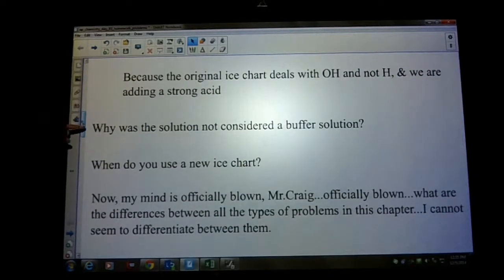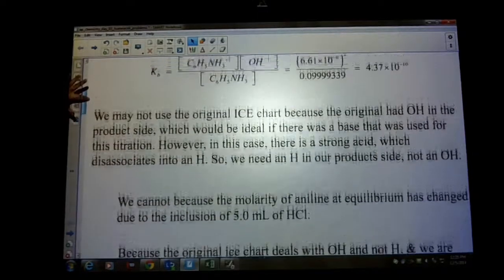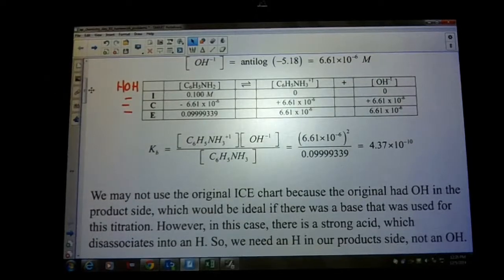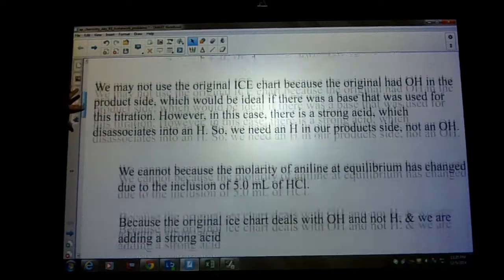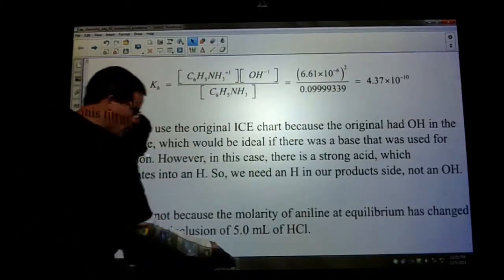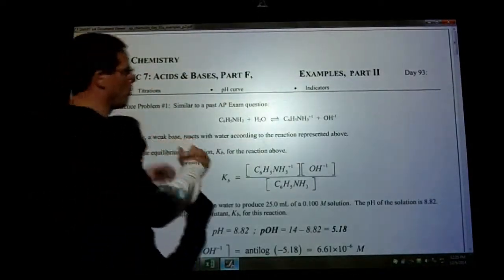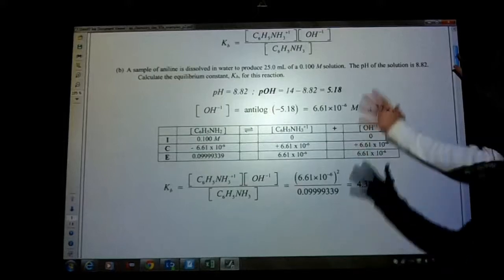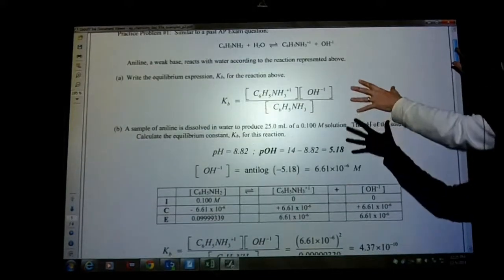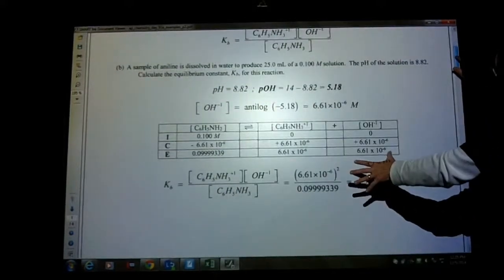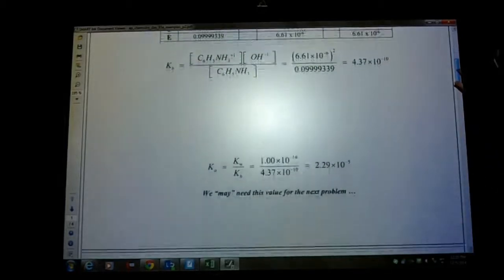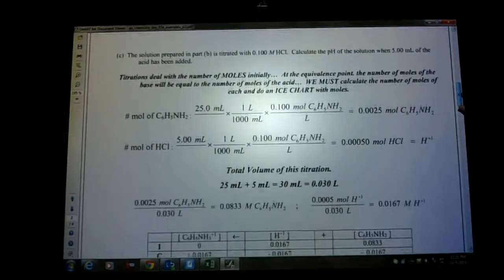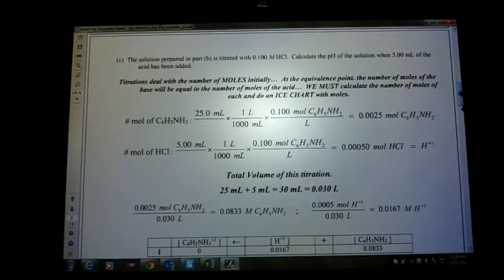All right, here was one of the questions. Why was the solution not considered a buffer? Pretty good question. And when we look back at the ICE chart, actually that's not the right ICE chart. Maybe, here we go. Let's look at this guy. So here's our problem that we worked out, and I actually have it online. We set up the weak base, then found out what the pH was, and then we added our strong acid, so we added hydrogen.